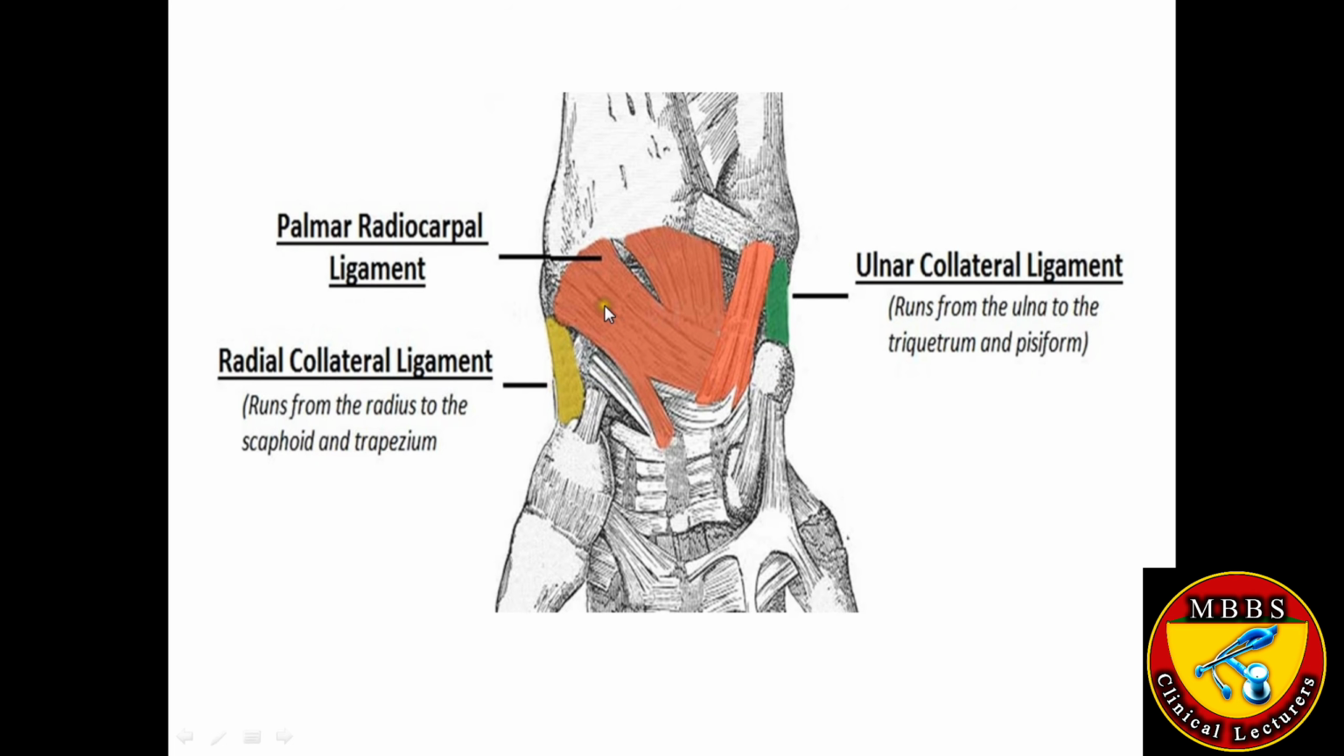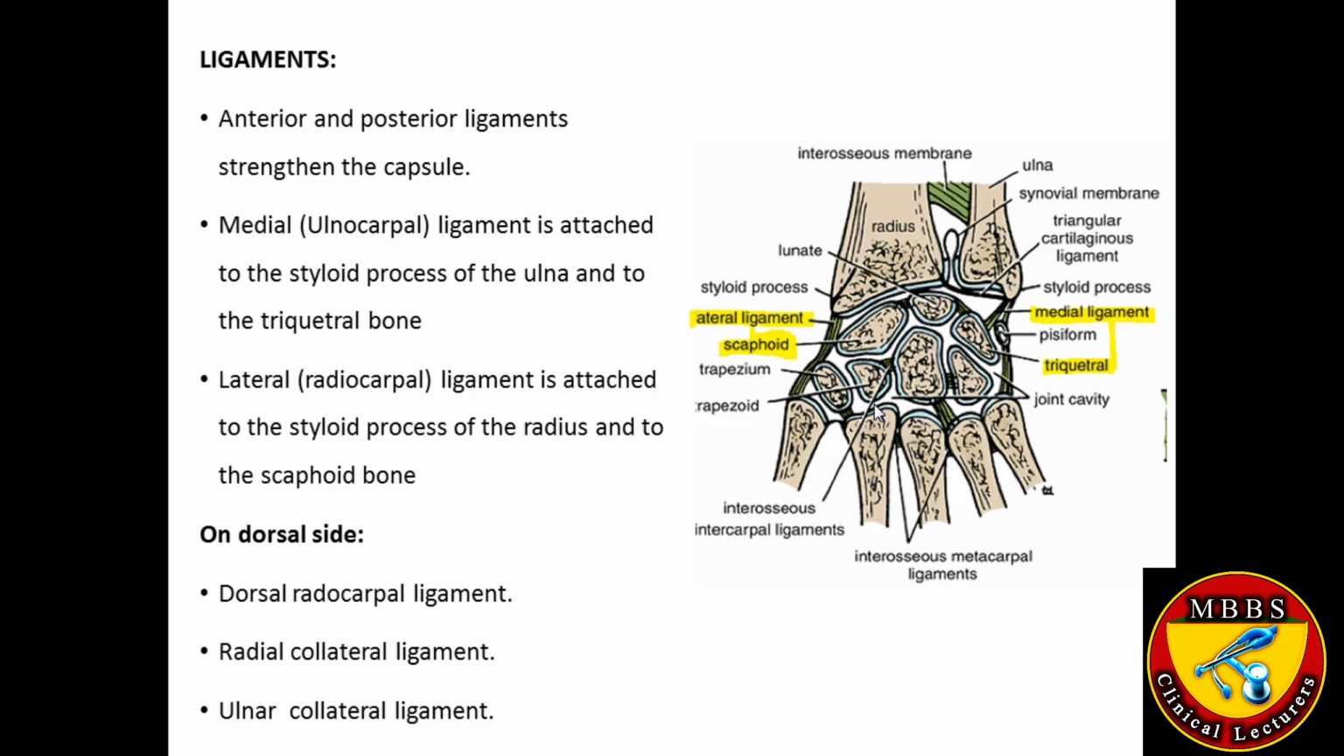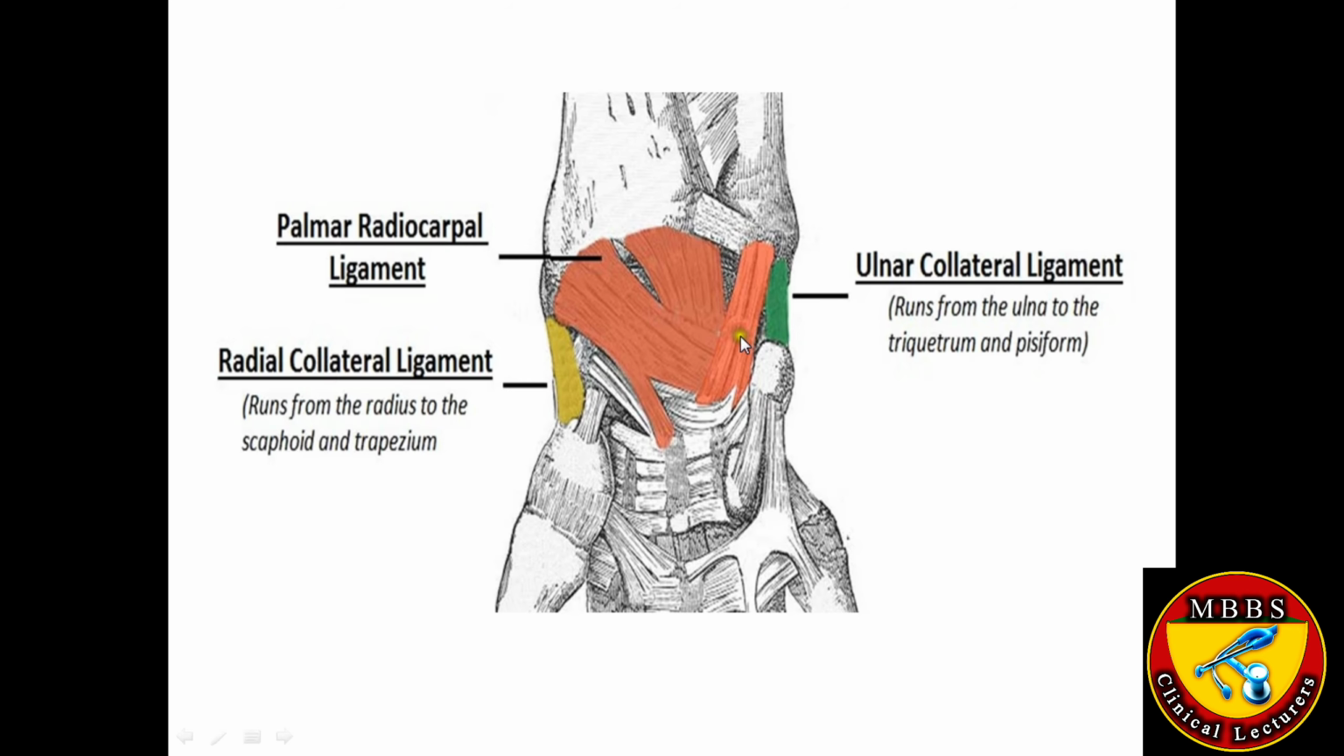The palmar radiocarpal ligament is a broad, huge ligament attached at the lower end of the radius, up towards the styloid process of the radius. It runs obliquely downward, splits, and reaches over the proximal row of the carpal bones. The radial collateral and ulnar collateral ligaments are the collaterals for the lateral and medial sides. They are supporting as the medial and lateral collateral ligaments.